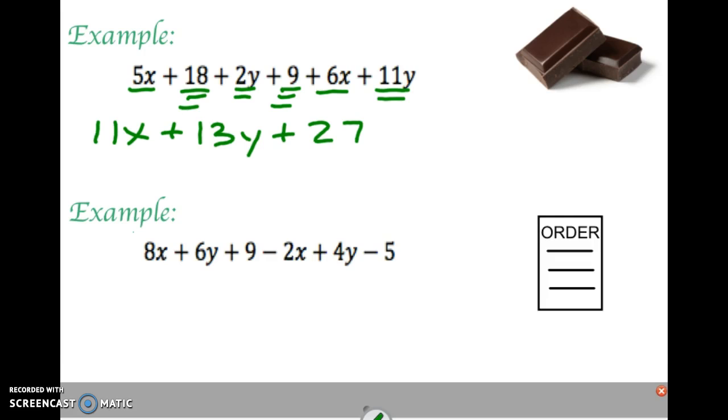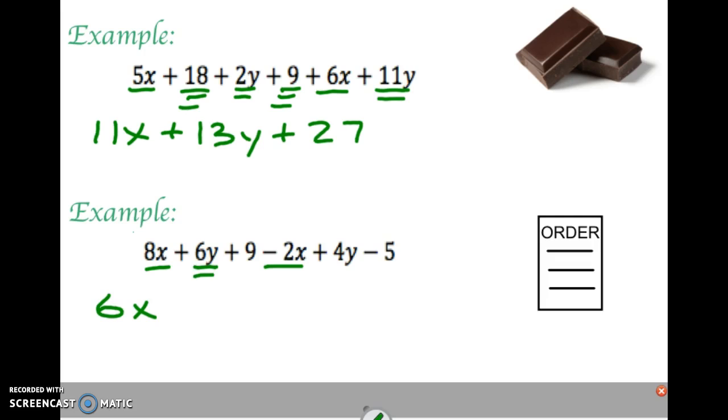Let's try another one. If we start with the x's, we got 8x, and then this time a minus 2x. You may be saying, wait, negative stuff? Well, this would be like if we had an inventory, and the negative would represent an order somebody makes, so we're going to take things out of the inventory. Basically, we just do our subtraction. So 8x minus 2x will be 6x.